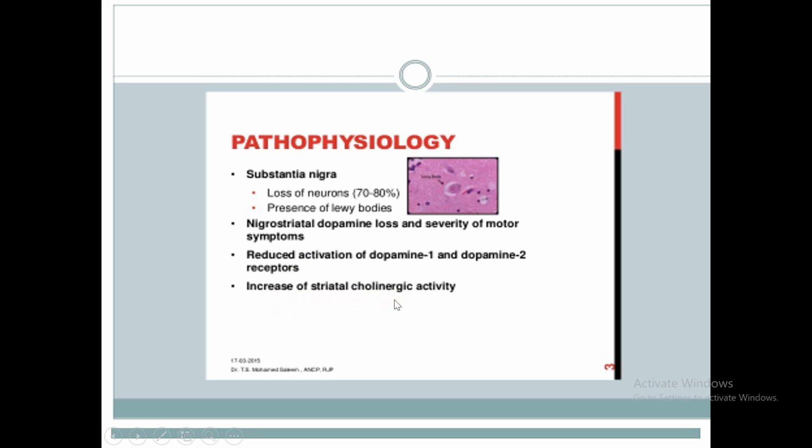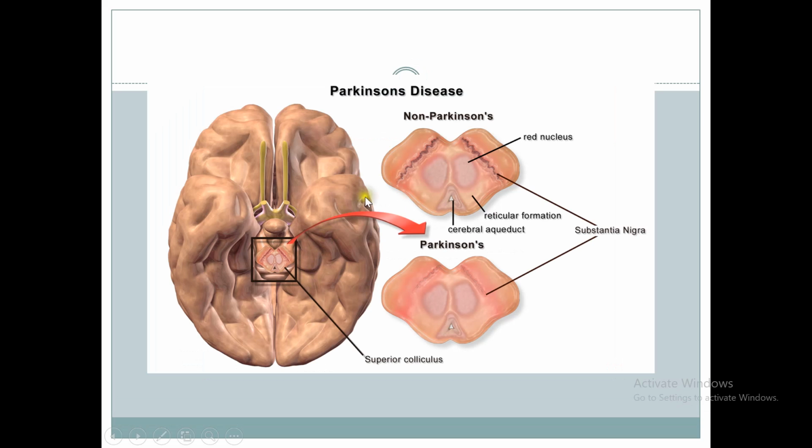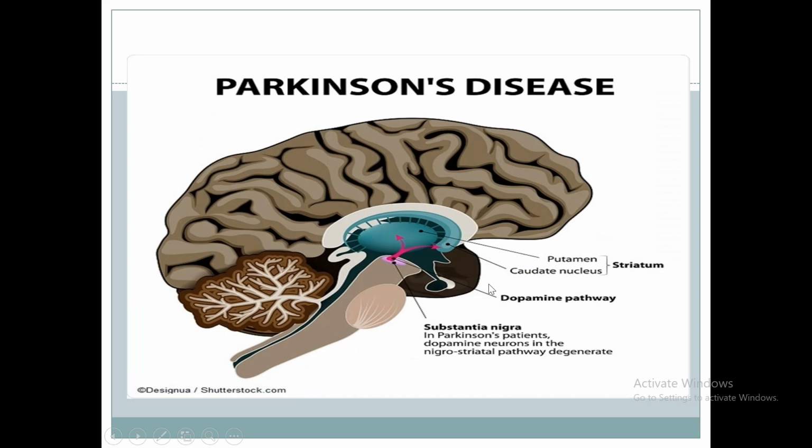What is Parkinsonism? The cardinal tetrad of Parkinsonism includes tremor, rigidity, bradykinesia, akinesia, and postural instability. The most common cause of Parkinsonism is Parkinson's disease. So Parkinson's disease is an idiopathic disease, while the causes of Parkinsonism are many. It is the second most common cause of neurodegenerative diseases after Alzheimer's disease, and it affects around 2% of the population over 60 years.